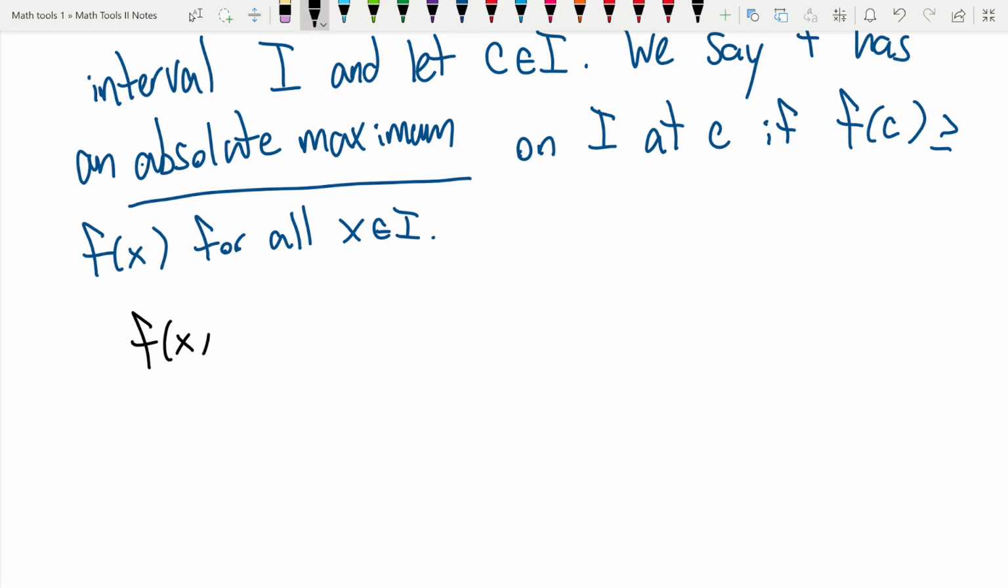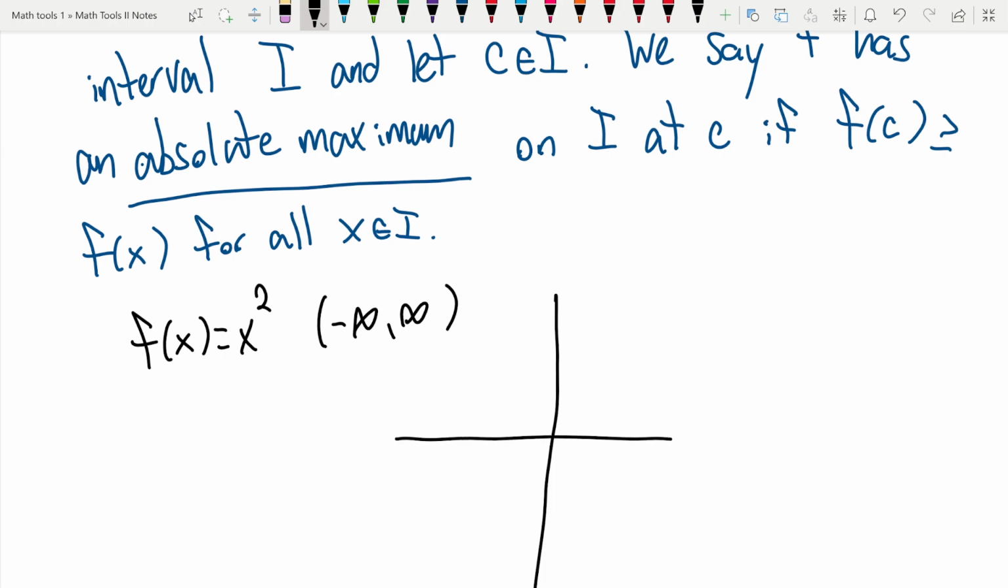If we look at f of x equals x squared, maybe on the interval -1 to 1, or really we don't even need to do that. One of the reasons we didn't define it as a to b is that it doesn't need to be a finite interval. We could look at -infinity to infinity, and we can see that on this interval, there's an absolute minimum at the vertex, which in this case would be (0, 0).